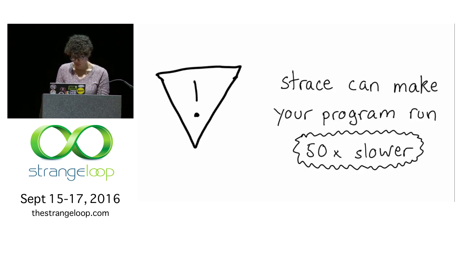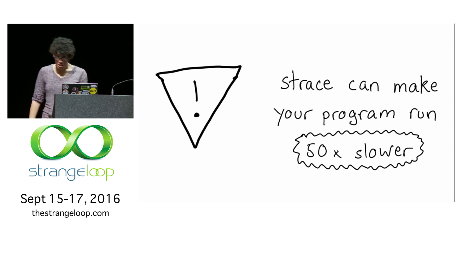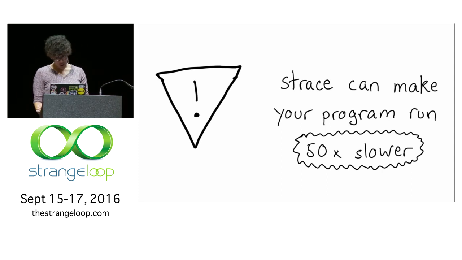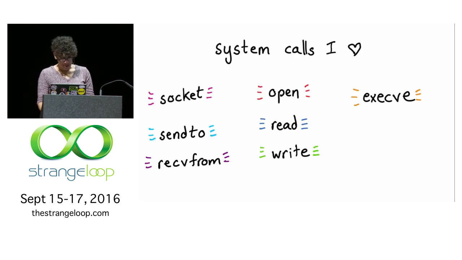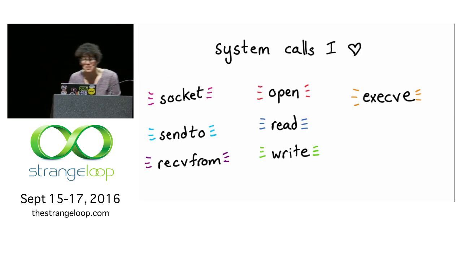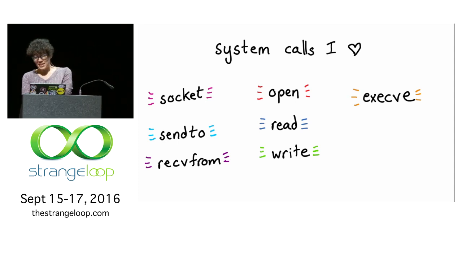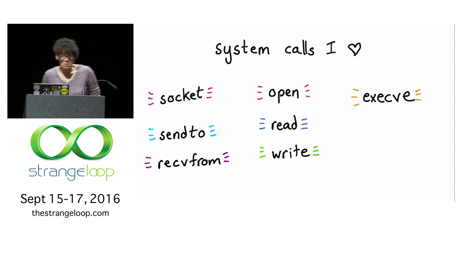OK, so one important thing to know about strace is it can make your program run 50 times slower. Don't run it on your production database. That would be bad. That's what you need to know. These are some of my favorite system calls. execve is a really great system call. It means when you're running a program.